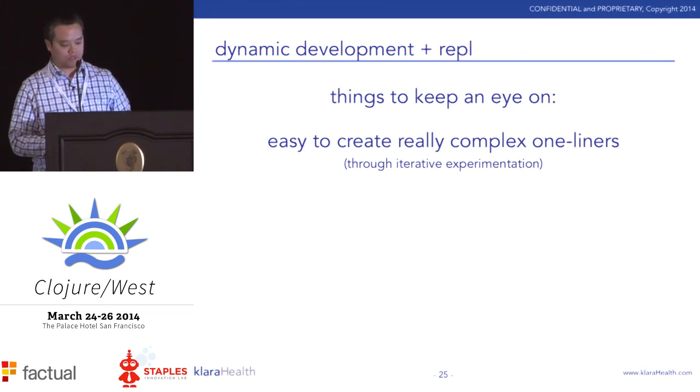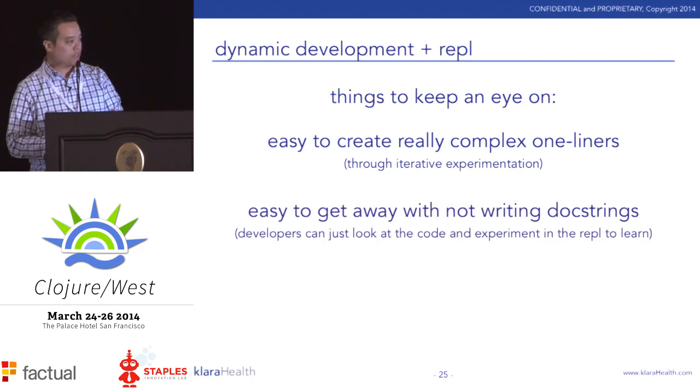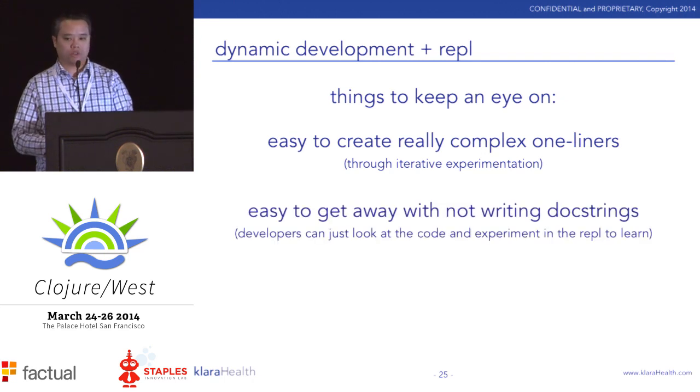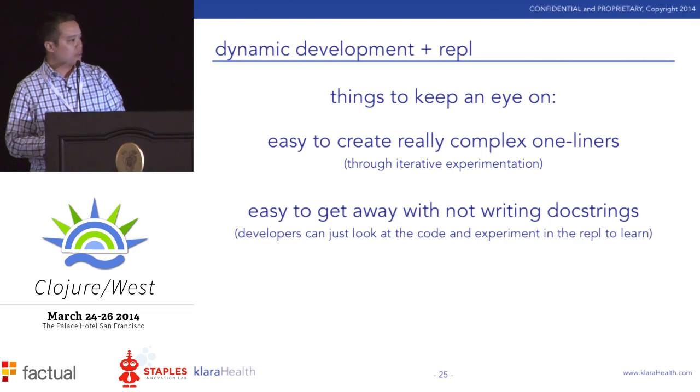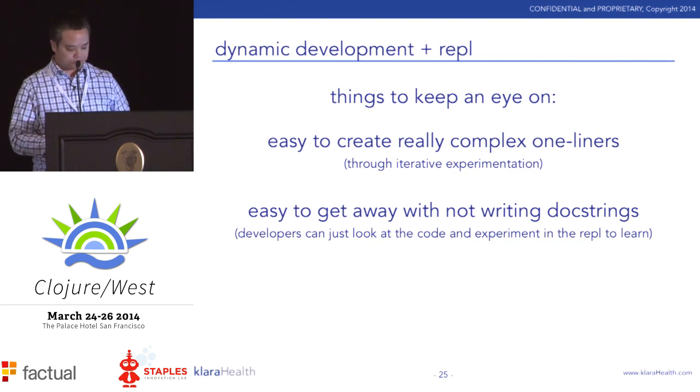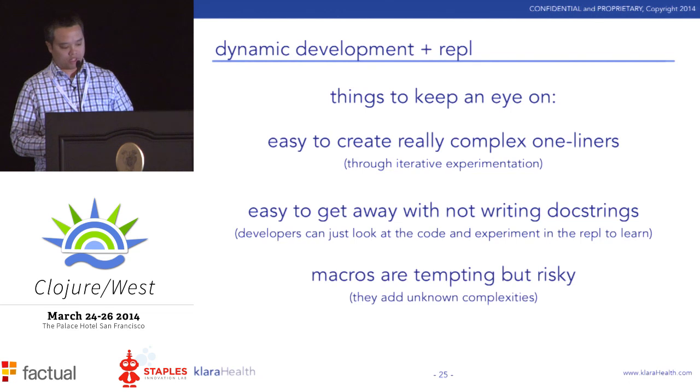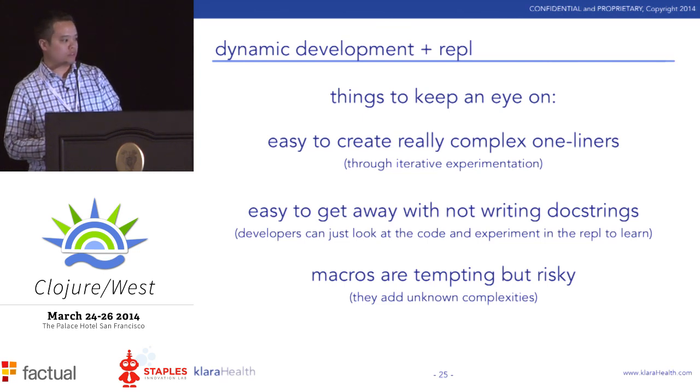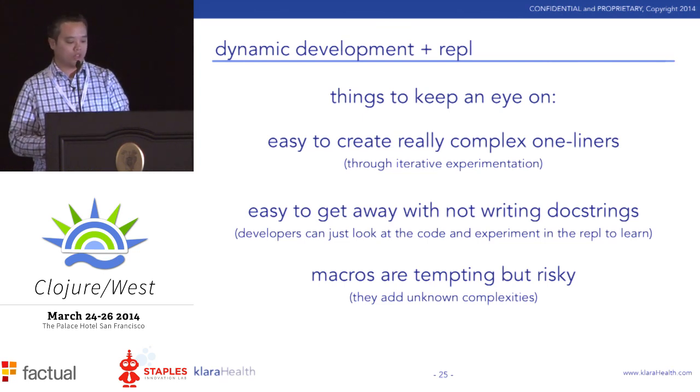Part of that also was it's easy to get away with not documenting, because developers just say, well, if you need to, look at the code and it's all there for you. And my code is self-documenting because I chose really good names for everything. But it's not always the case. Then, not really a dynamic development issue, but one thing we noticed was macros are tempting but risky because they create time bombs, especially when interacting with other APIs or other people's code. Unless you spend a lot of time vetting all of the code you're bringing in, you end up getting unknown interactions, and those interactions create really weird effects.